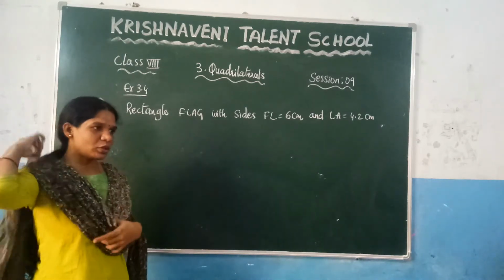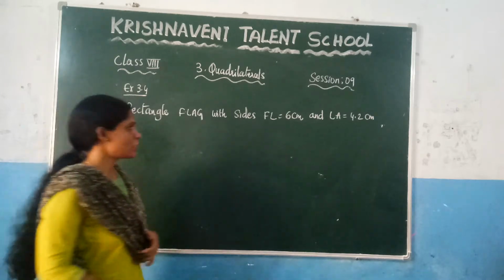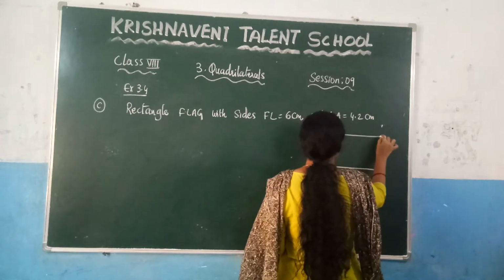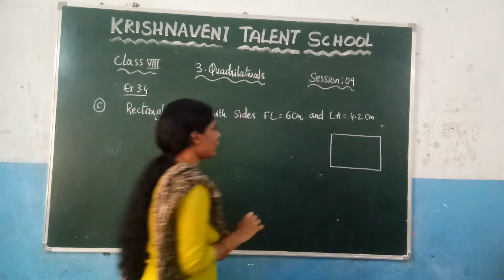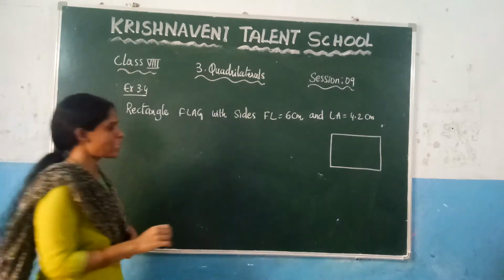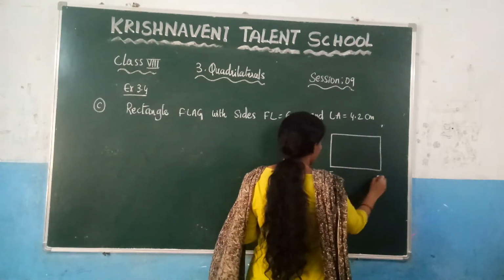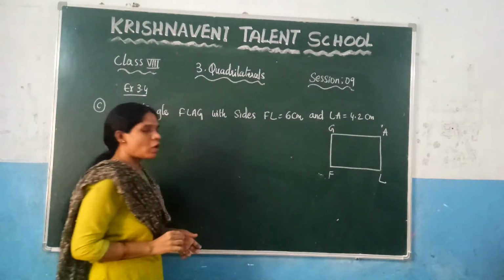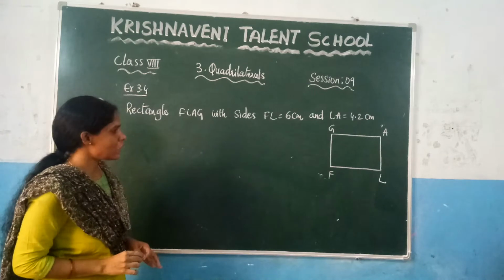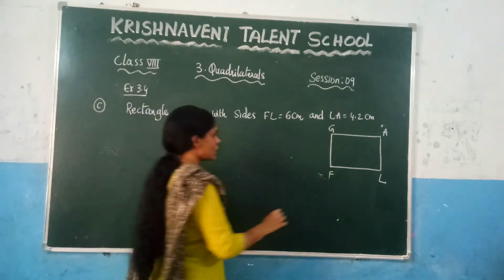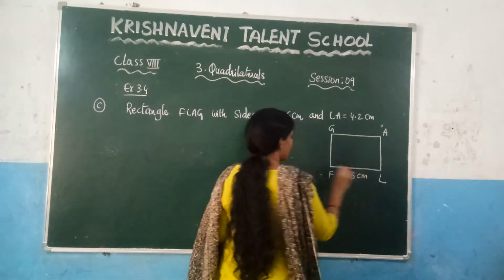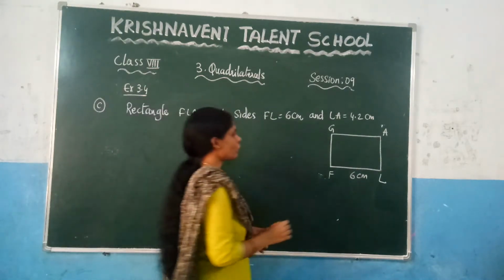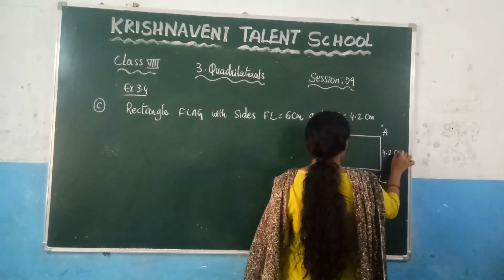So here to know that, let us draw one rectangle first. So here draw one rectangle and you know that the rectangle looks like this, right? And they have given the name of the rectangle as FLAG, so write it as FLAG. Now just write what are the measurements you know here. What is the length of FL? They have given which is 6 centimeters. So this is FL, write it here 6 centimeters. And after that they have given the length of LA which is 4.2 centimeters. And this is 4.2 centimeters.